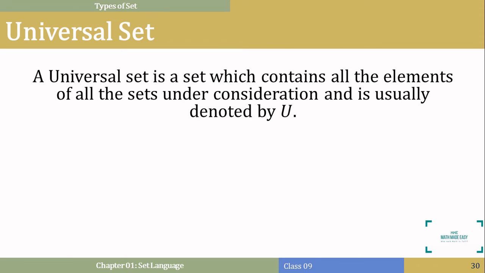The next set we'll be discussing is a universal set. So what do you mean by that? A universal set is a set which contains all the elements of the set under consideration, and it is denoted by U. So let's see some examples.